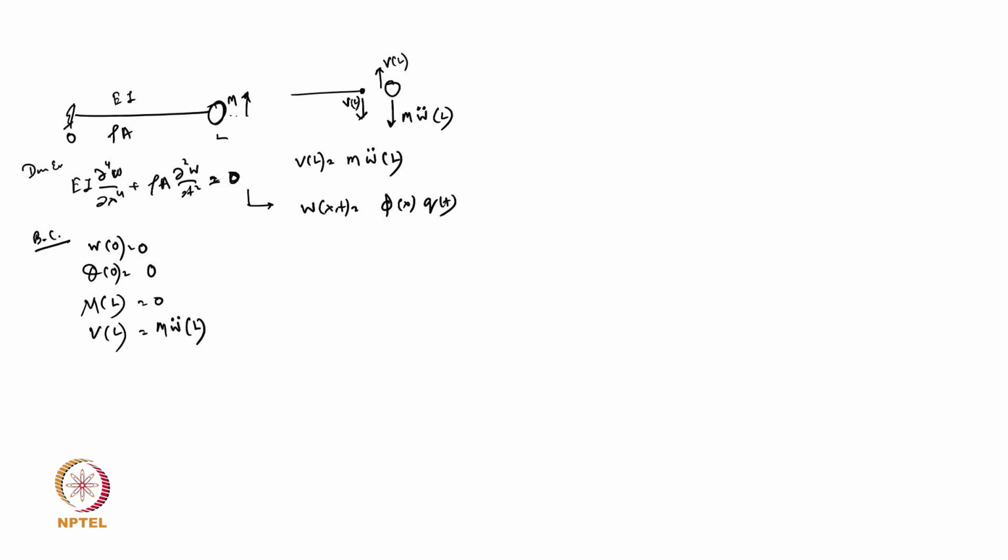We have a beam and we put a tip mass on top of it, and we try to calculate the natural frequency. So how will you do it? We'll use phi(x) and q(t). What are the things there?